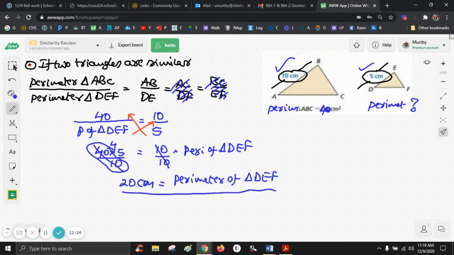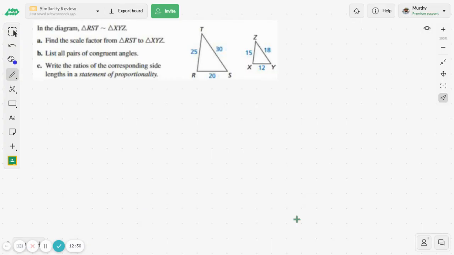Okay. So let's quickly go to the next question. The next question is, in the diagram, triangle RST is similar to XYZ. I hope you remember the symbol of similarity. This is a similarity symbol, right? So these two triangles are given as similar. Find the scale factor.